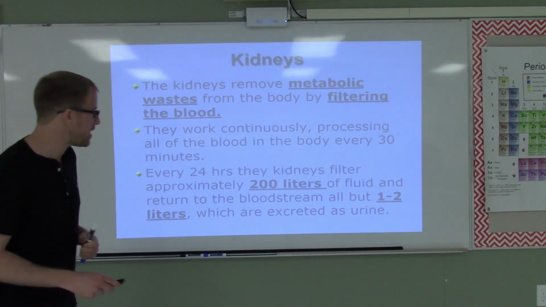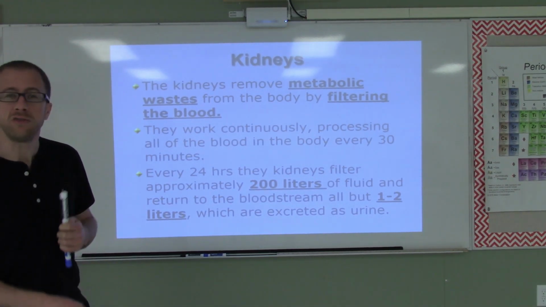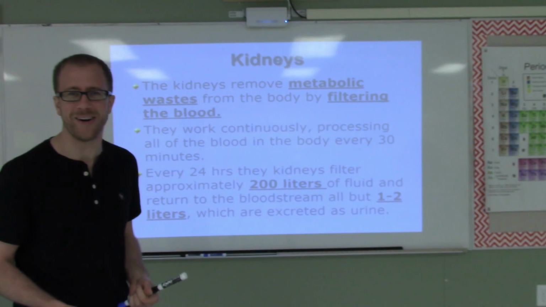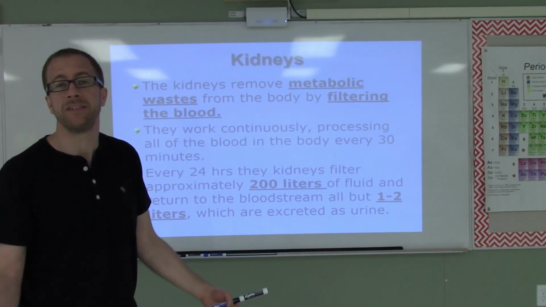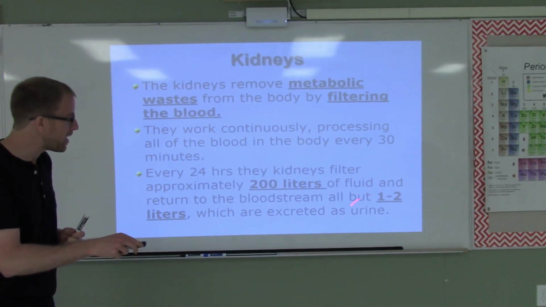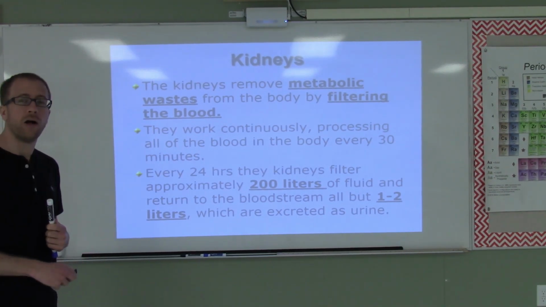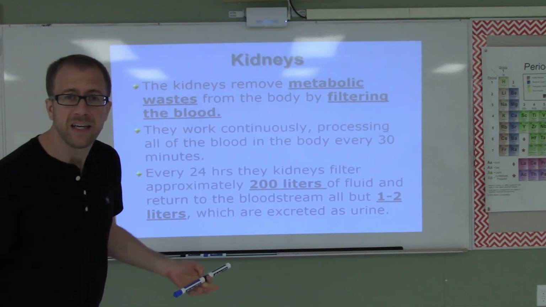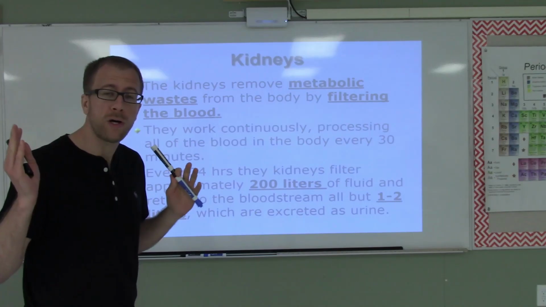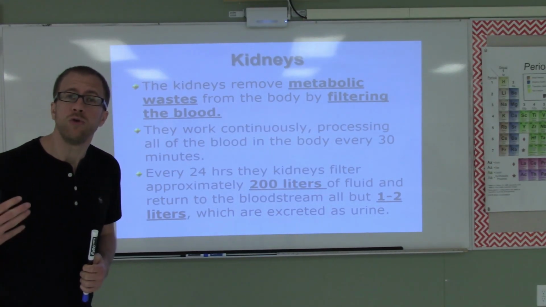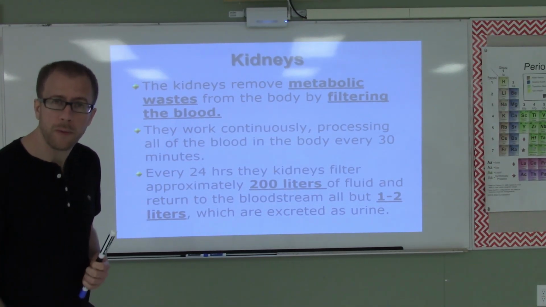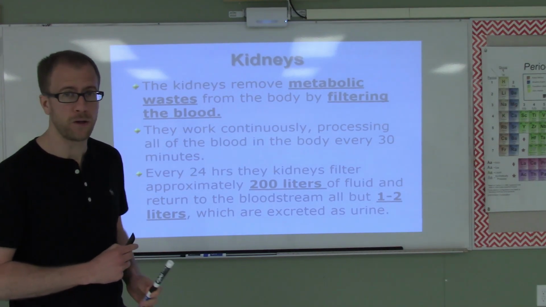So, if your kidneys weren't functional, you'd be losing 200 liters of water every day in your urine. You'd obviously die very quickly. Now, your kidneys, as a result, reabsorb, what is that, 99%? So, they reabsorb pretty much all of it, and you excrete just a very small amount of what your kidneys actually filter.